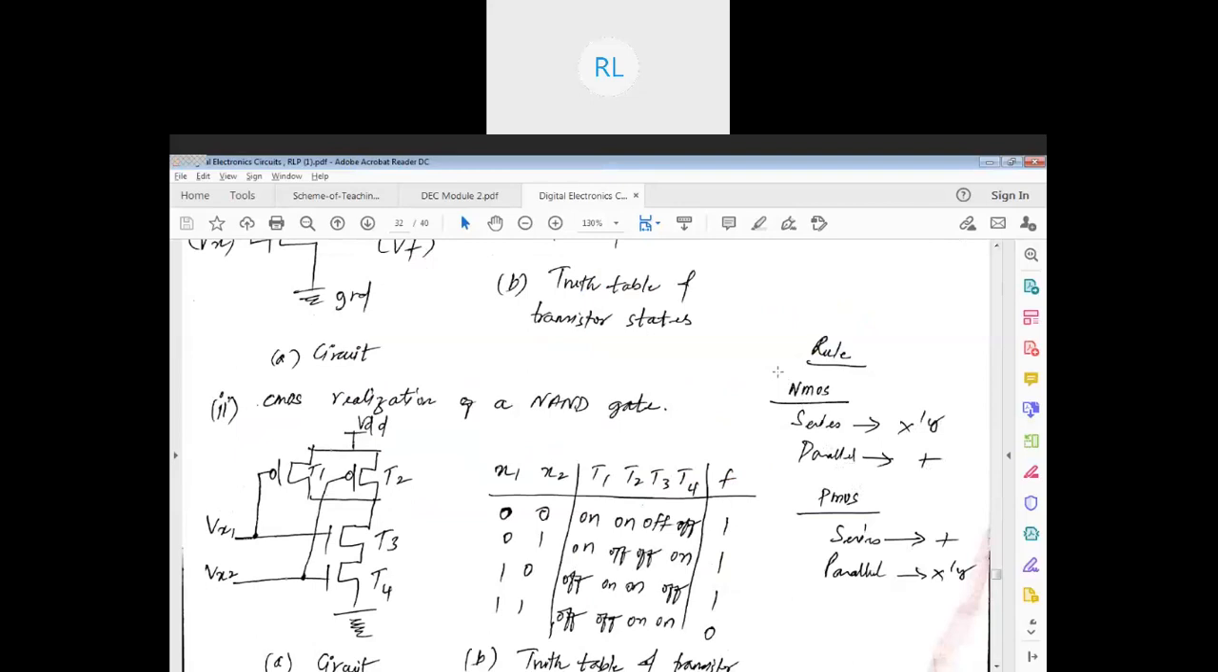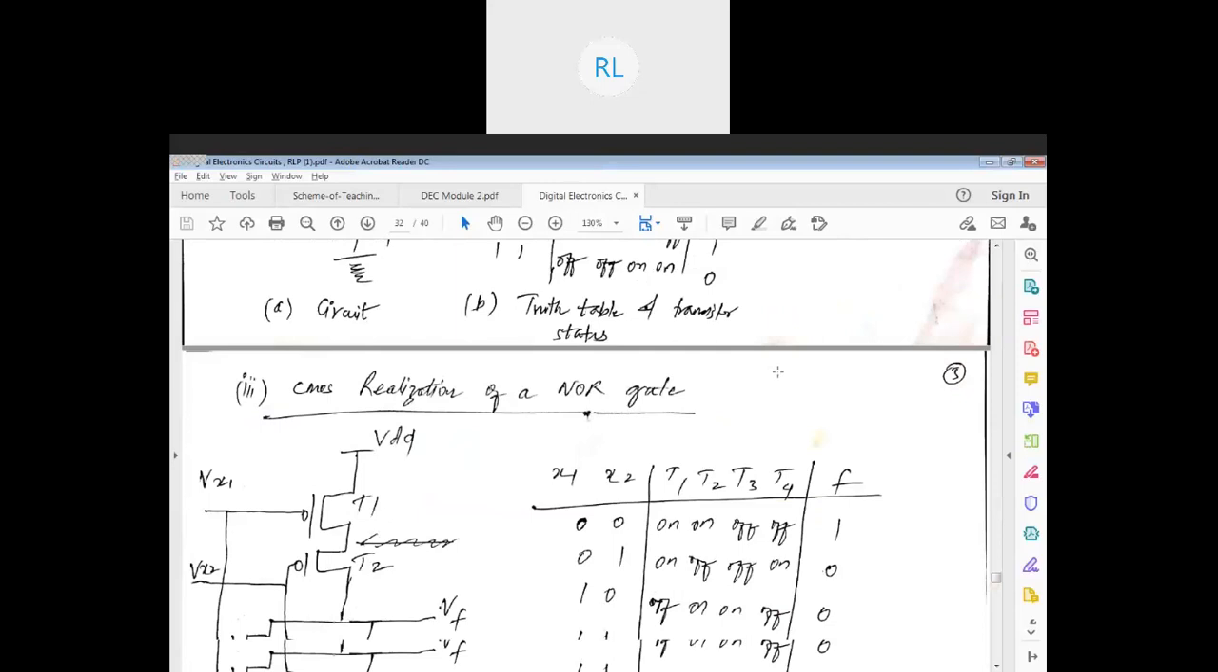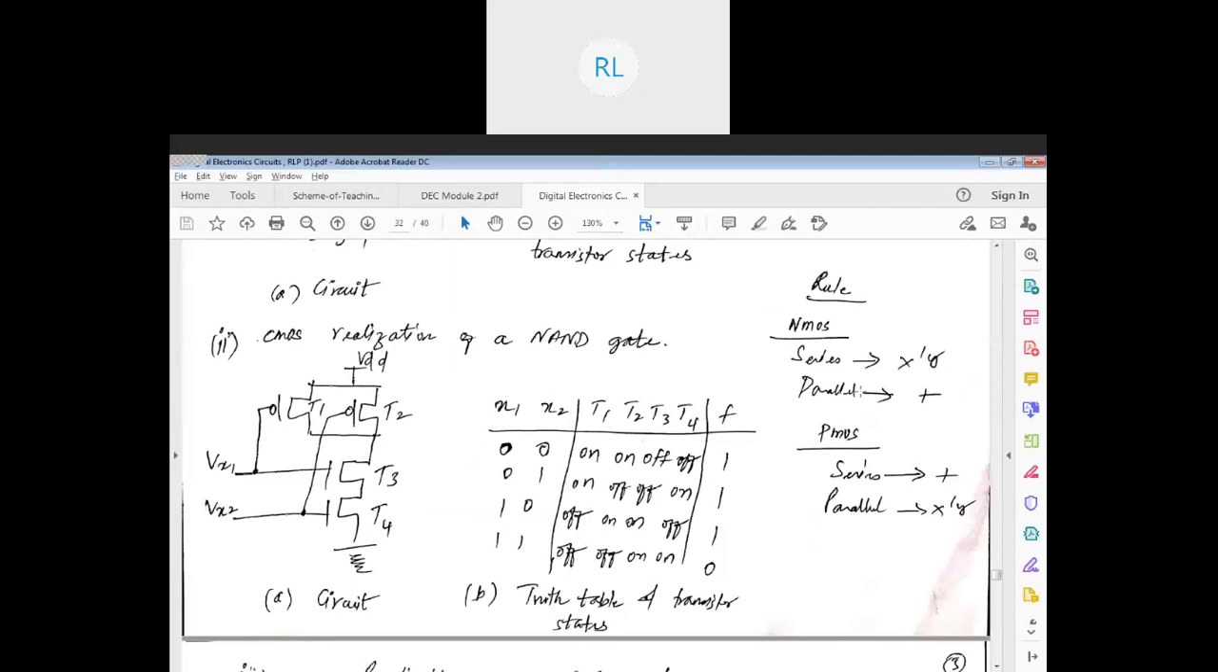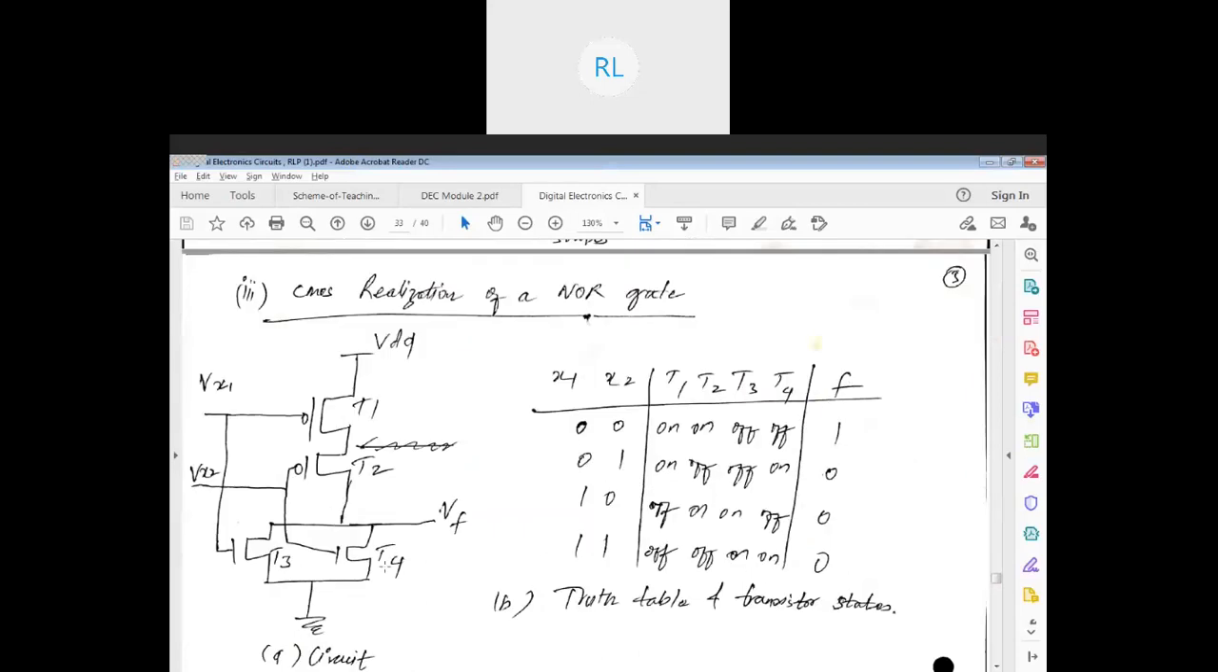Series, multiply, series, add, parallel, add, parallel, multiply. So either you remember PMOS or you remember NMOS. I suggest you remember NMOS. Before you start implementing the circuit, you write this rule, and you can use this rule for any implementation. Now since we have an OR here, which means it is adding, and I'm implementing an NMOS, add NMOS, so parallel, right? So I keep both of the transistors in parallel.